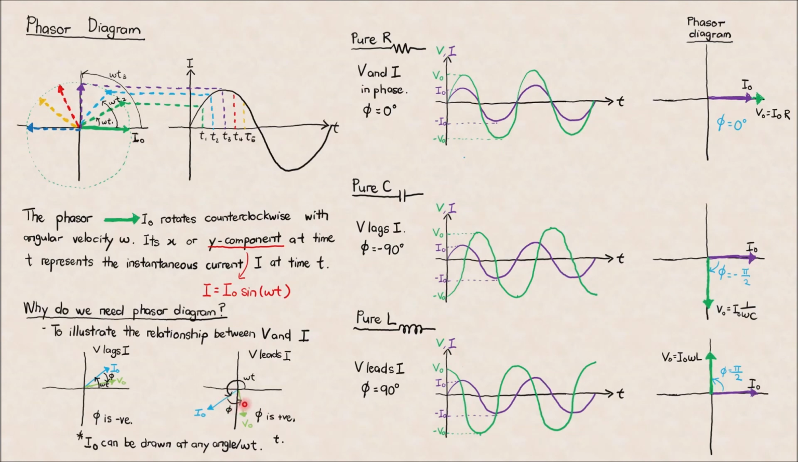So to close up our discussion, the phasor diagram is a more effective tool for us to illustrate the phase relationship between V and I compared to this sinusoidal curve that we have drawn here.